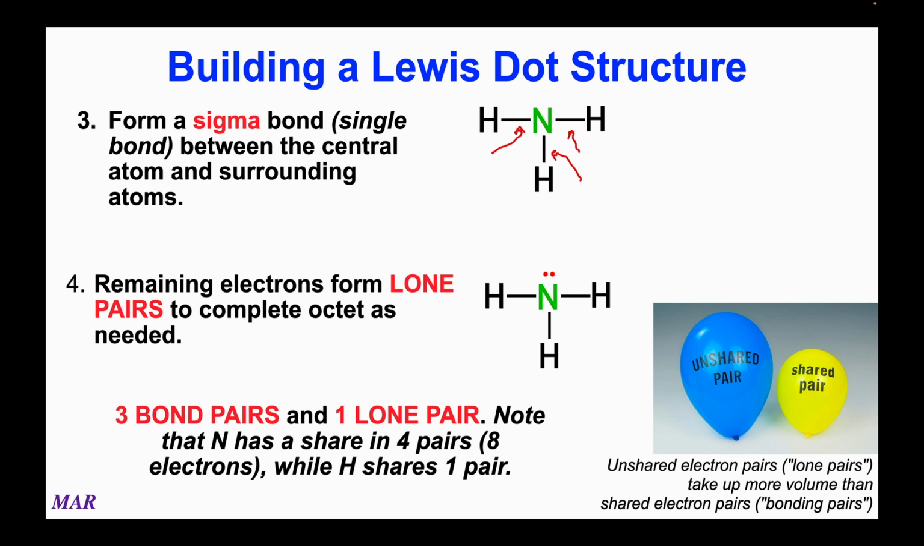The lone pair electrons on nitrogen do take up more space than a regular shared pair of electrons, or bonding pair.